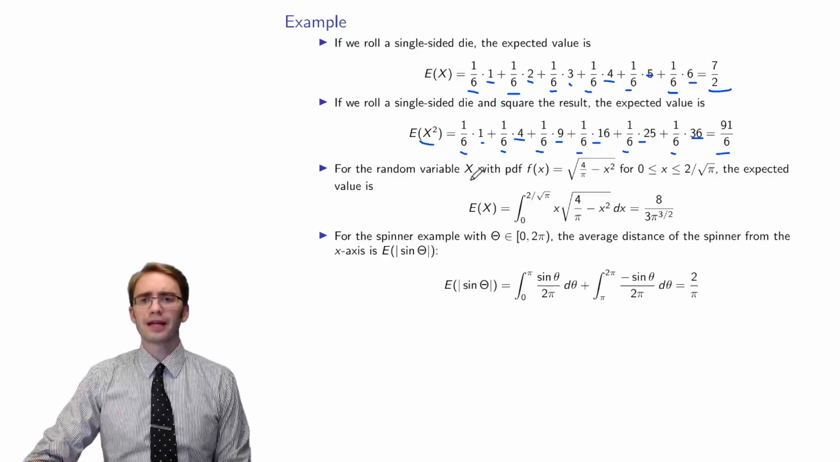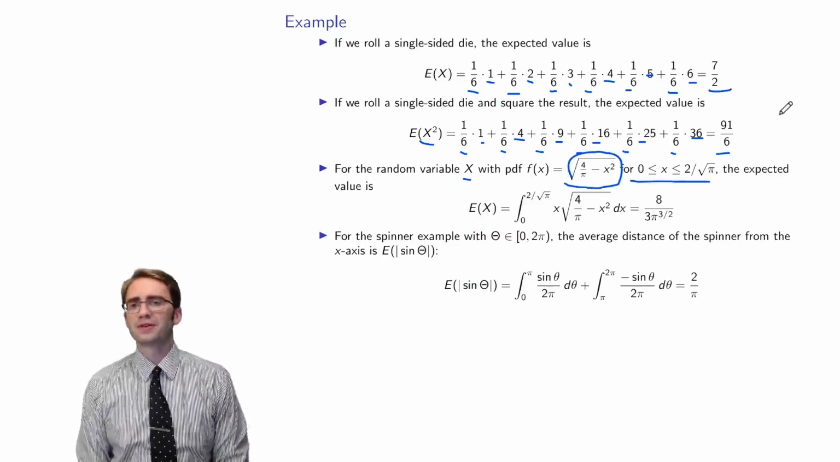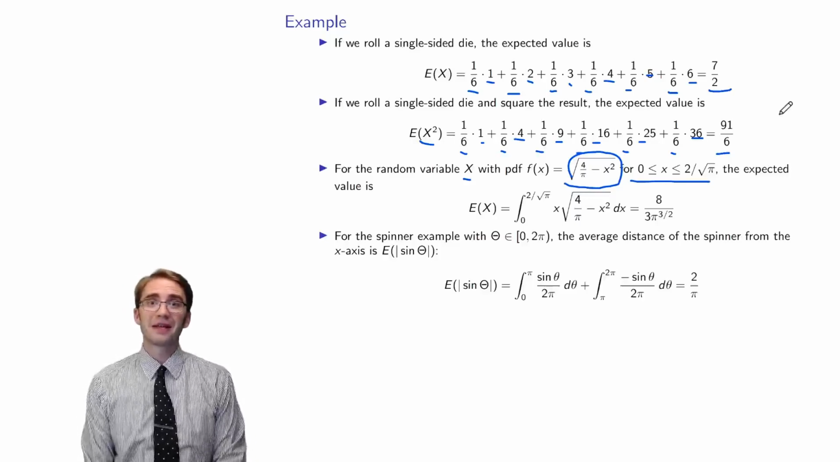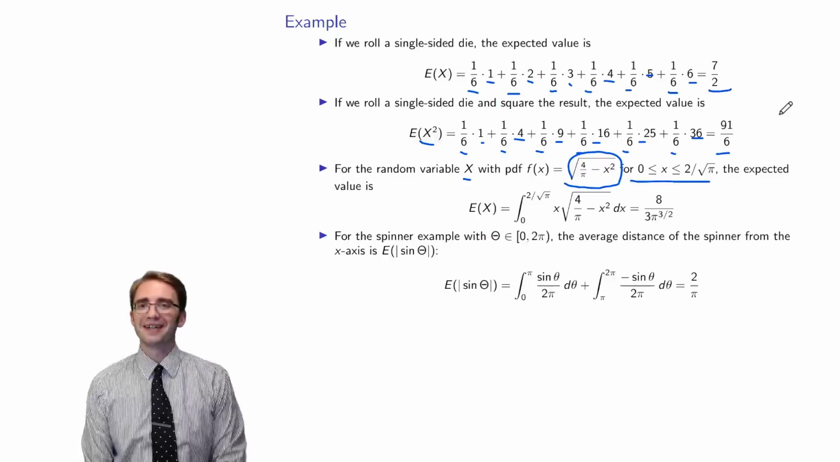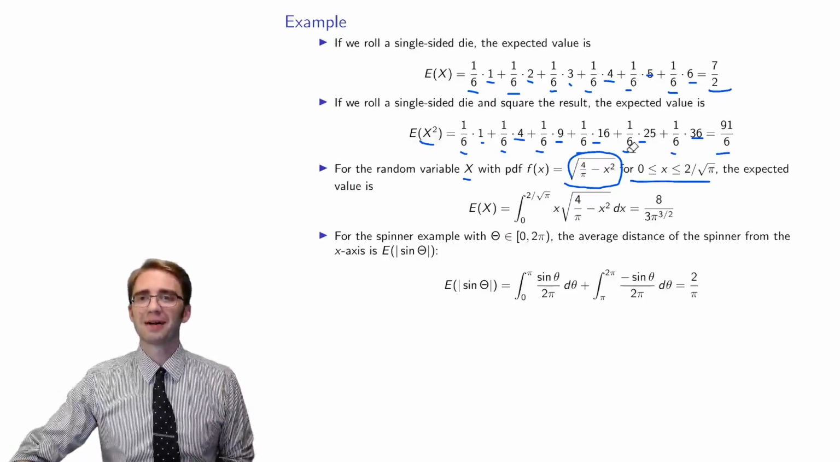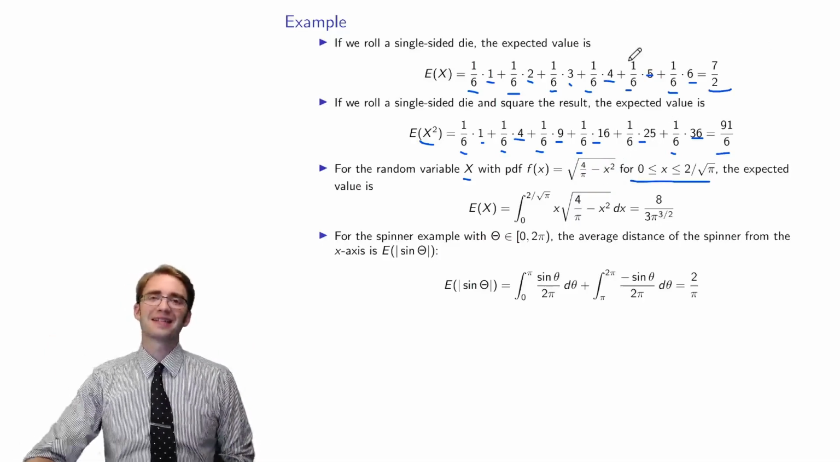For a random variable x, suppose the PDF is f of x equals the square root of 4/pi minus x squared, for x ranging from 0 to 2 over root pi. Where did I come up with that PDF? I sat around and goofed around with either Maple or Wolfram Alpha for a while until I found a non-negative function that happens to integrate to 1. So that's just the most arbitrary, goofy-looking function I could come up with that would satisfy the necessary conditions for a PDF.